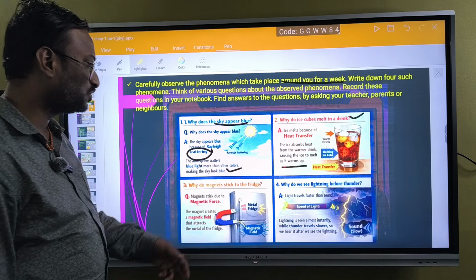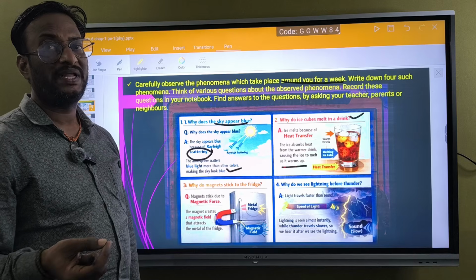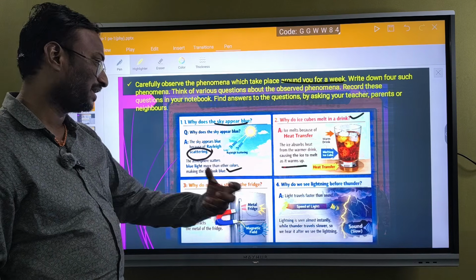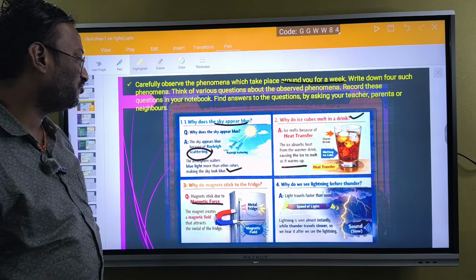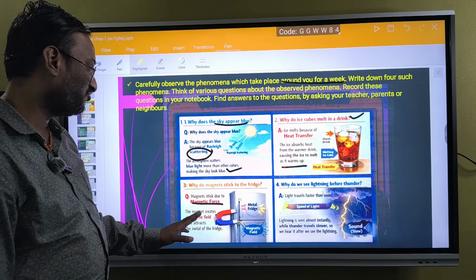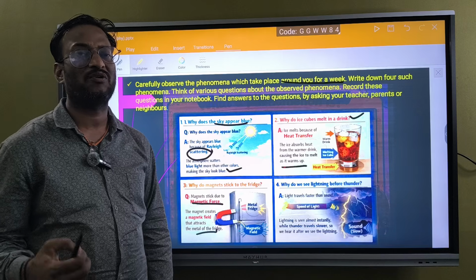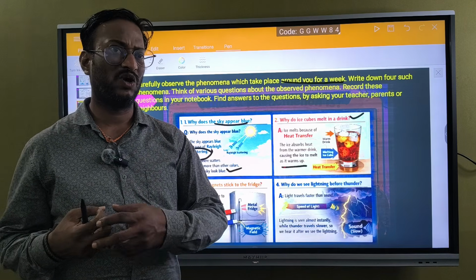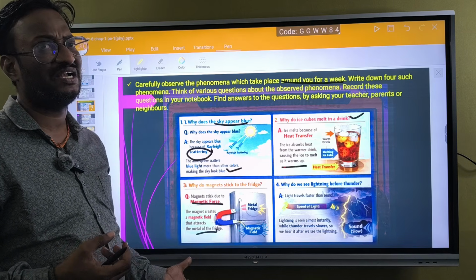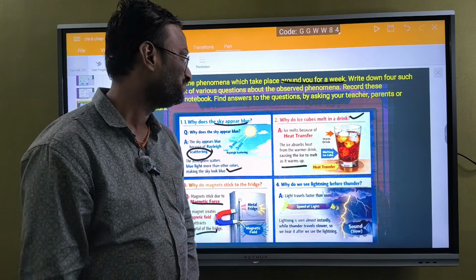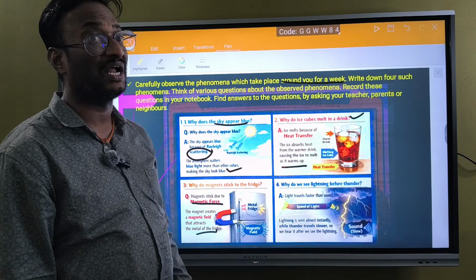The next one. Why do magnets stick to the fridge? If you take a magnet near the fridge, it will try to stick, right? Why? Magnets stick due to magnetic force. There will be magnetic force there. The magnet creates a magnetic field that attracts the metal of the fridge. The fridge will have some sort of metal, so the magnet is going to be attracted. In future, we are going to discuss what is magnetic force, what is magnetic field, everything you are going to learn in future, right?